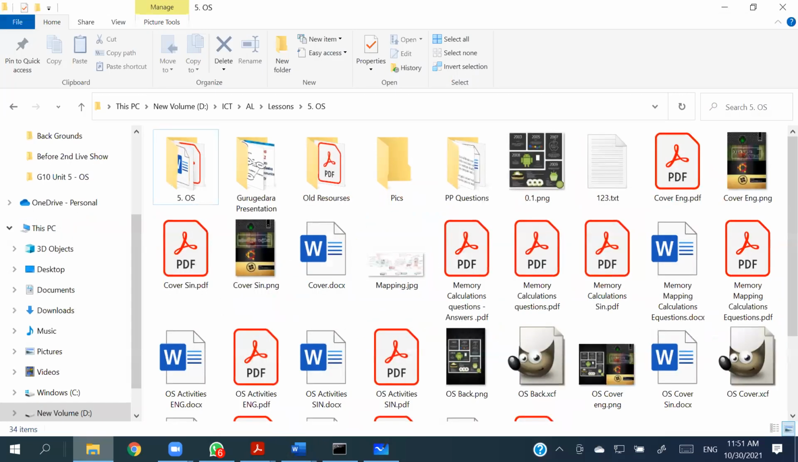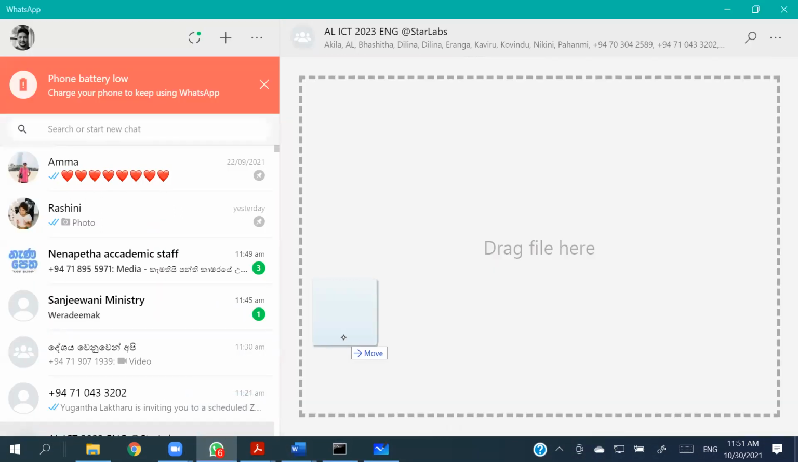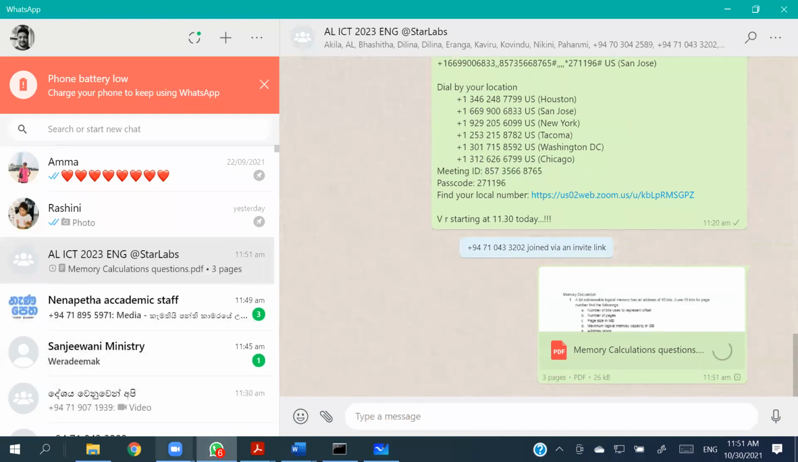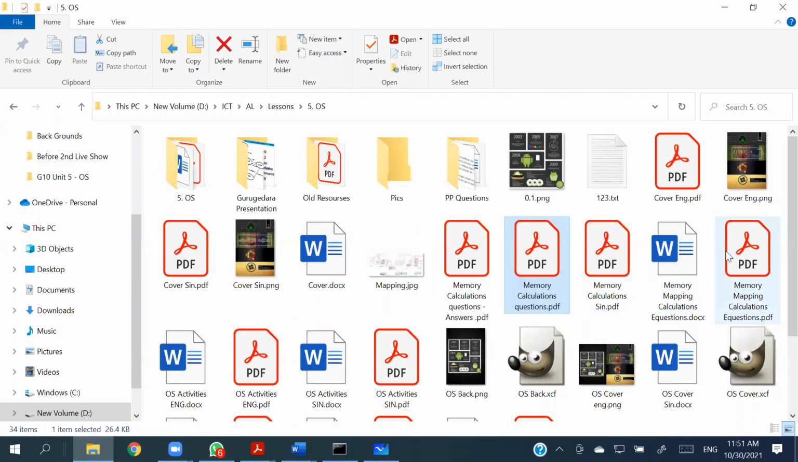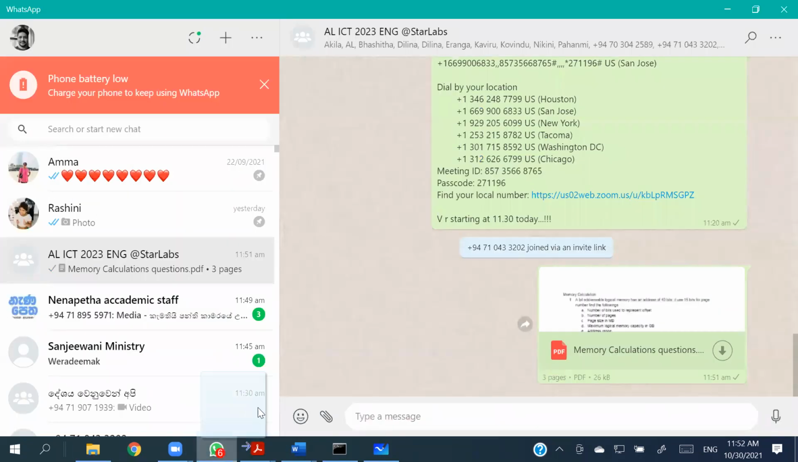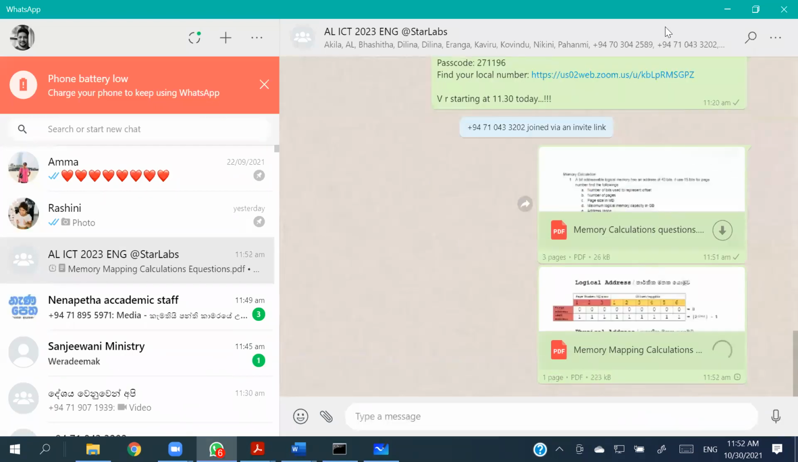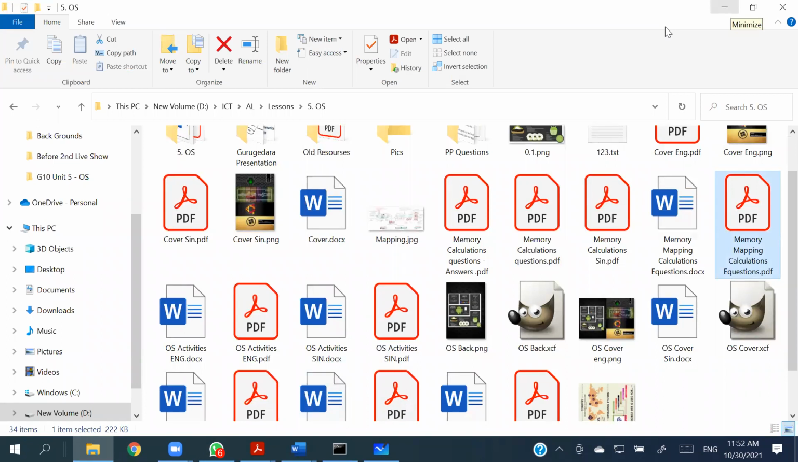Okay, so let me see. Yeah, I'm going to send you this memory calculation PDF to the WhatsApp group. This contains the questions, and I'm also sending you a diagram which illustrates the equations. First we are going to talk about it, then you can shift to the calculations that you are going to do, right? You can download it or refer to it later. For the moment, just stay with me until I am explaining this.